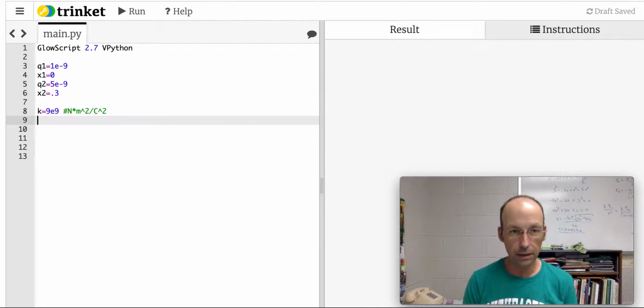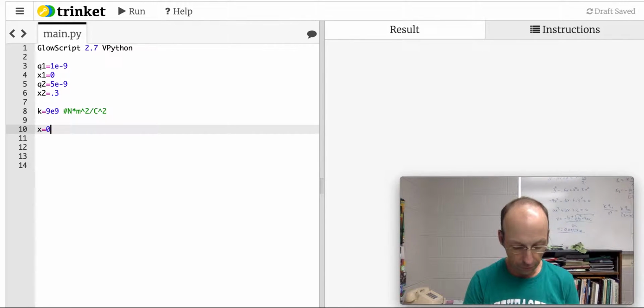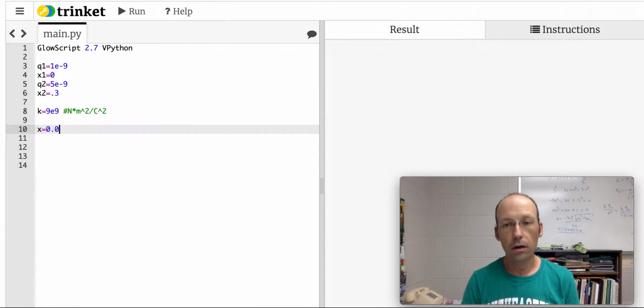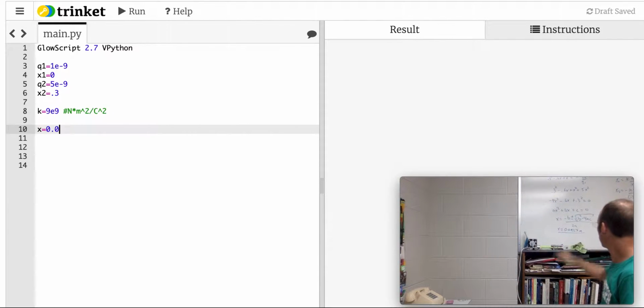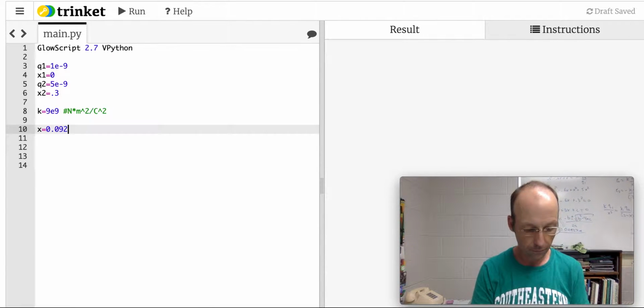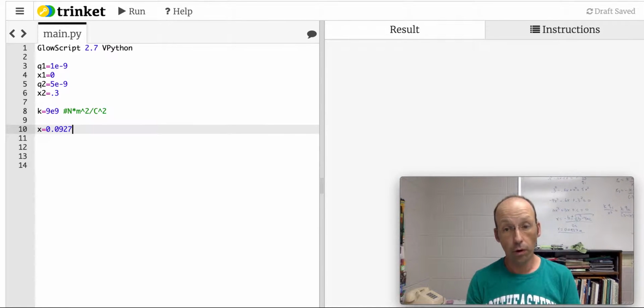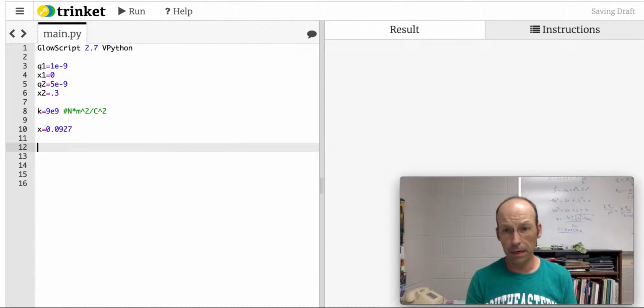Okay, so let's just do this. Remember we want to calculate the electric field due to 1 plus the electric field due to 2. We solved that in the problem. I found x was 0.0927. That's what I got. So what I want to do is check and see if that answer actually works. You could do it manually. You don't need Python for this, but it's more fun in Python.